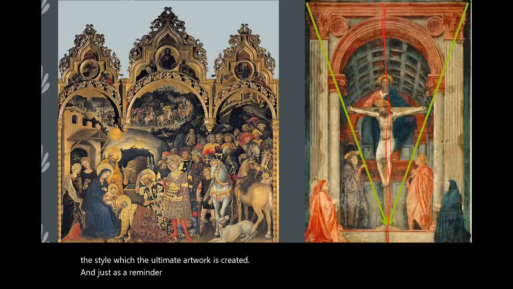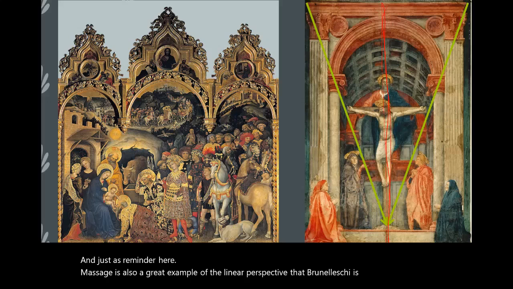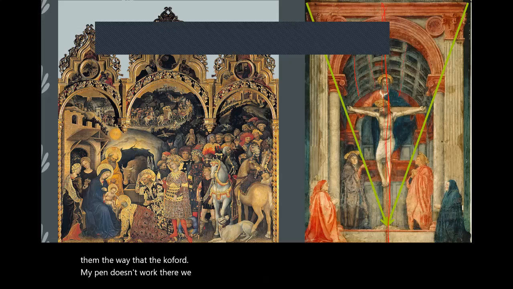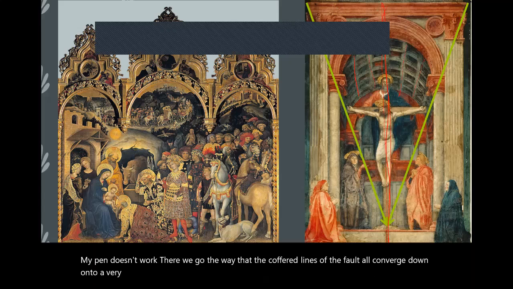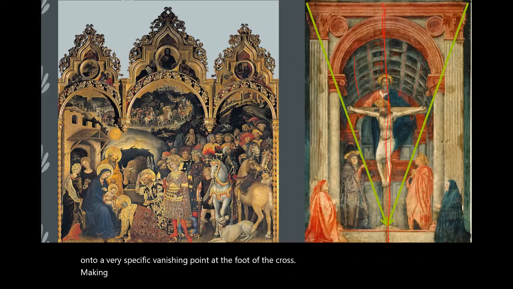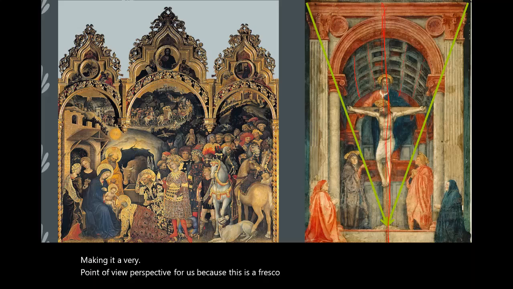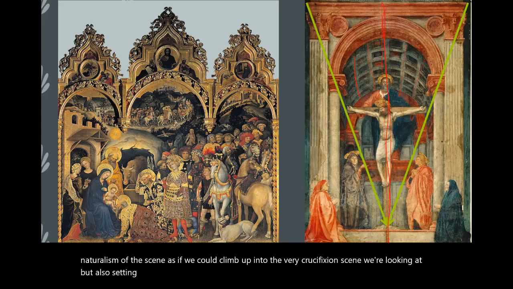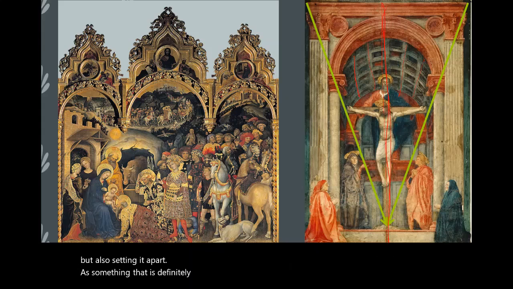And just as a reminder here, Masaccio is also a great example of the linear perspective that Brunelleschi is credited for, with the way that the coffered lines of the vault all converge down onto a very specific vanishing point at the foot of the cross, making it a very strange point of view perspective for us, because this is a fresco up on a wall, but emphasizing both the naturalism of the scene, as if we could climb up into the very crucifixion scene we're looking at, but also setting it apart as something that is definitely more in a spiritual space rather than real earthly mundane space.